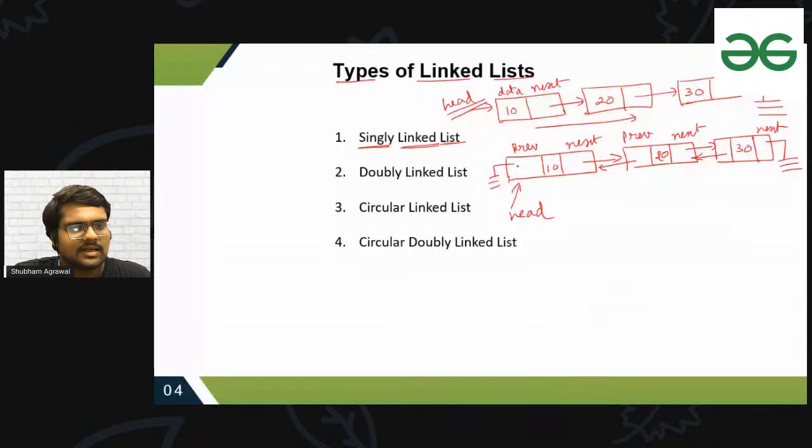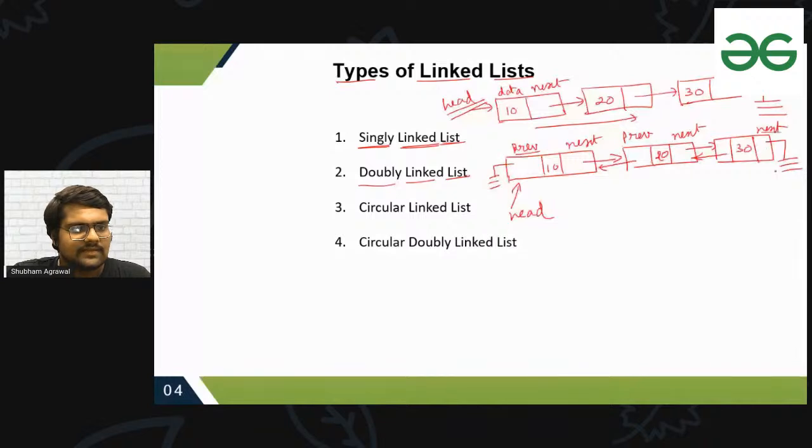We start from the head, and since there is no previous node before the first node, its previous is null, and the next of the last node will be null. So this is the doubly linked list.